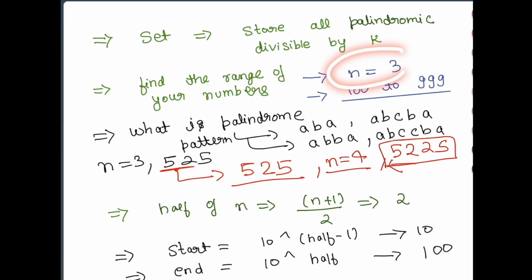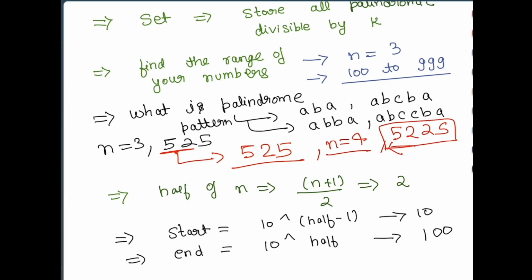So if the given n is 3, we just need to go from the range of 10 to the power half minus 1 to 10 to the power half. Earlier, we were talking about going from 10 to the power n minus 1 to 10 to the power n, right? So we need to go from 10 to 100. Actually, we are not going to take 100. We are just going from 10 to 99, so 1 before 100, right? So this is going to be our range, 10 to the power half minus 1, that is 99. Now, how are we going to utilize this range?